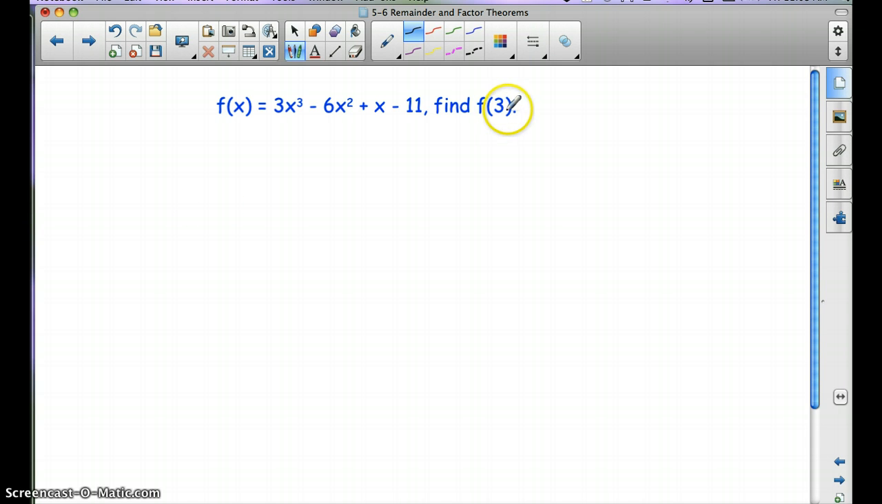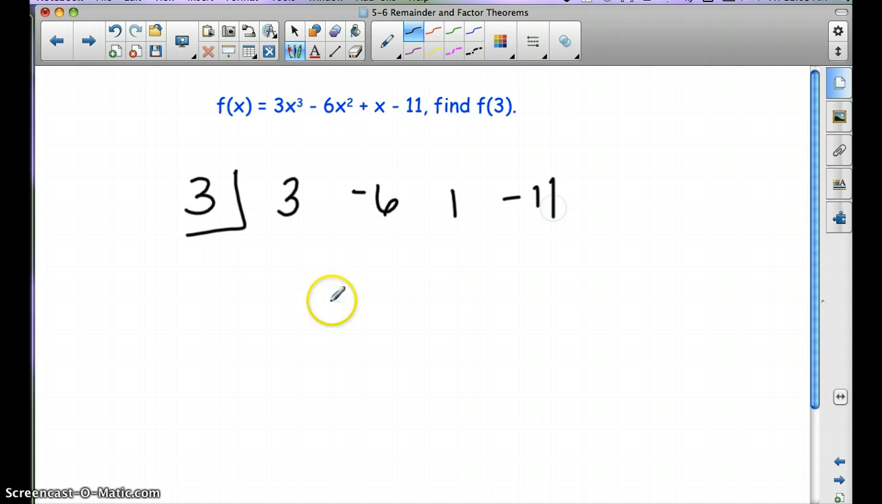Now let's find f of 3 using synthetic substitution. So again, plug in the 3 in your little hut. Don't need to change the sign because this is what x equals. So we have 3, -6, 1, and -11. No placeholders here.